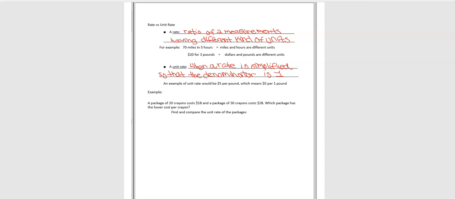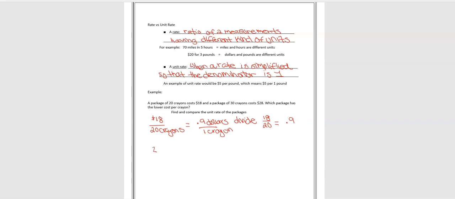A package of 20 crayons costs $18, and a package of 30 crayons costs $28. Which package has a lower cost per crayon? Find and compare the unit rate of the packages. Okay, so let's compare our first ratio. So we have $18 for 20 crayons. So if I divide 18 divided by 20, I get 0.9, okay? So this is going to be $0.90, essentially 90 cents, for one crayon.